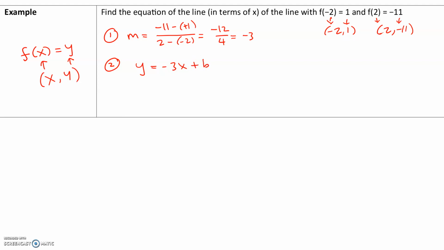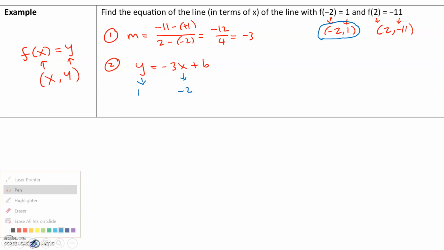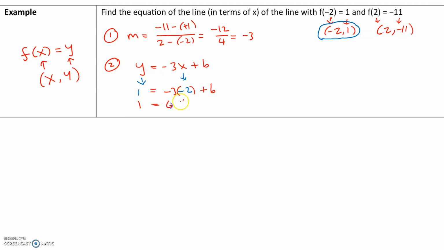But in order to solve for b, we still have to plug in the x and y values. So you can choose either point. I'm just going to go with the first point here. So in my first point, my y value is 1, and my x value is negative 2. And everything else stays the same. So I'm going to say that 1 equals negative 3 times x, which is negative 2, plus b. So I have 1 equals 6 plus b. I subtract 6 from each side, and I end up with b equal to negative 5.